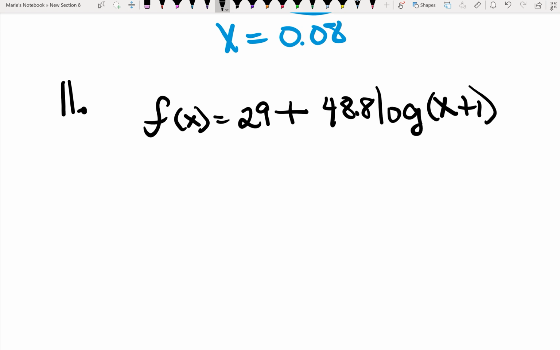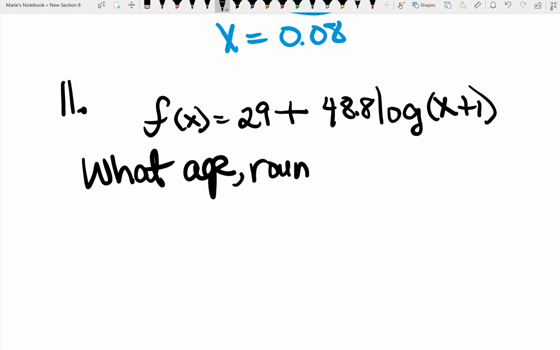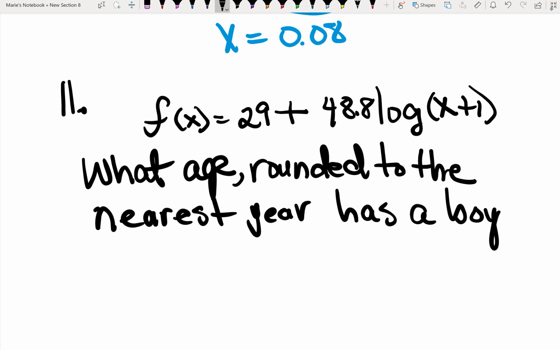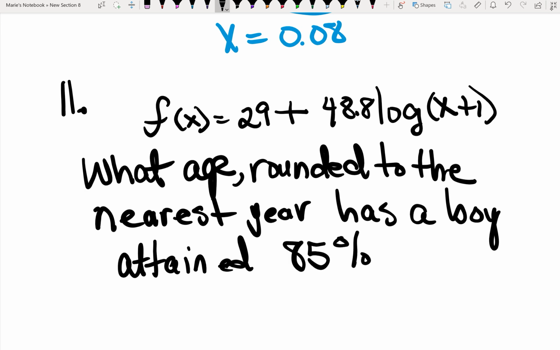So they want to know what age. This is the question in this one, in this style. It says, what age, rounded to the nearest year, has a boy attained 85% of his adult height.